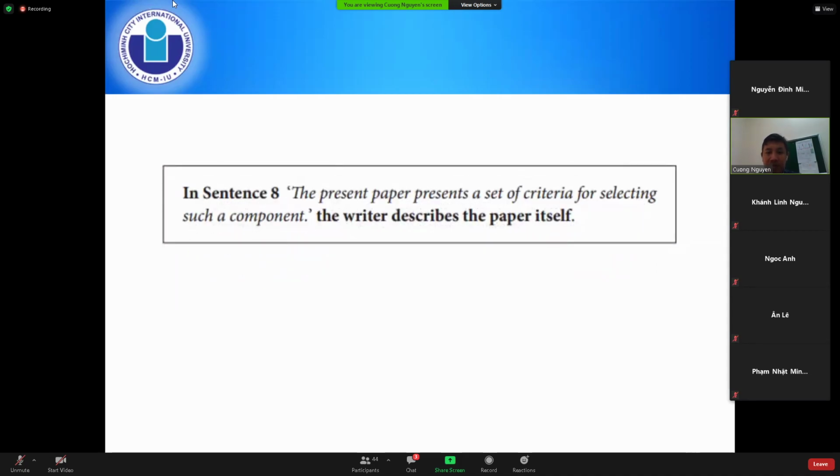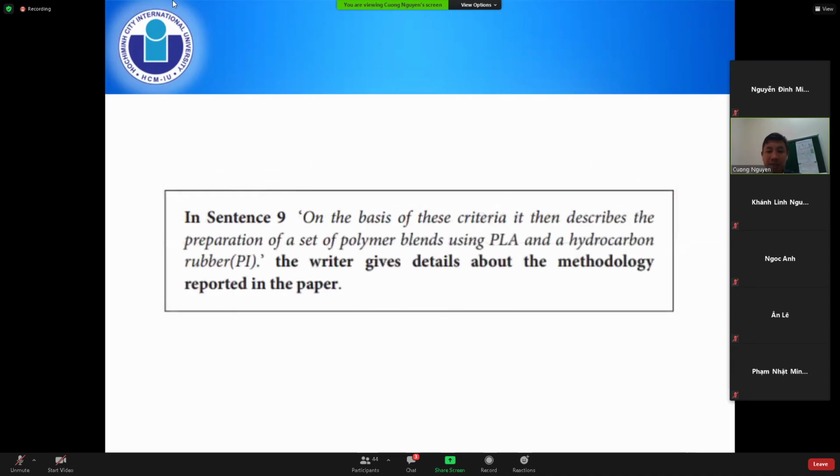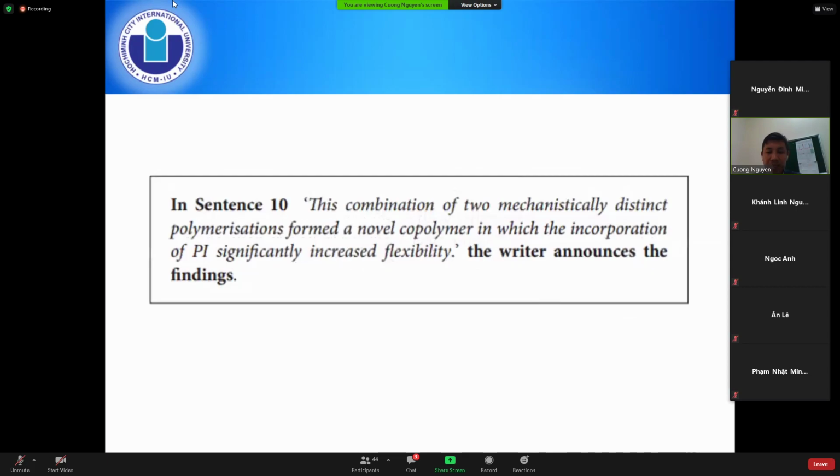And number 8, the paper itself. Number 9, to give details about methodology reported in the paper. And the last one, number 10, the writer announces the findings of the study. Okay, so that is the overall structure, class. There are some variations here and there. It's not always that one, but usually that is the basic framework that you can use to write your introduction.